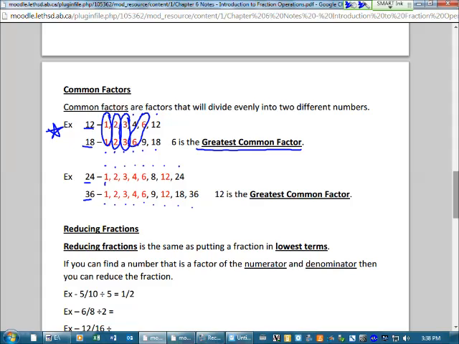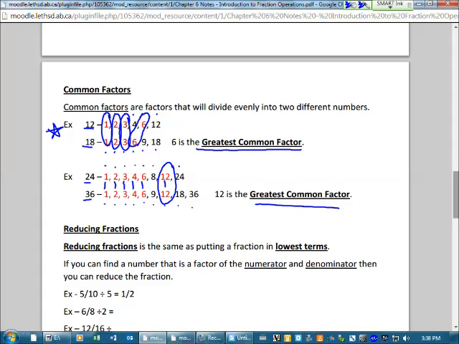Okay, so we've got all sorts of common factors, right? We have 1 and 1, 2 and 2, 3 and 3, 4 and 4, 6 and 6, 12 and 12. That's all of them. So our greatest common factor, that's the biggest common factor, that's our 12 and our 12. Okay, so that's how you do it.